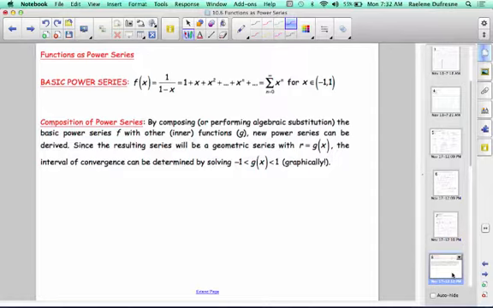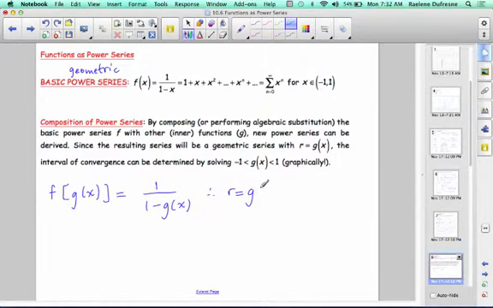Now let's consider representing functions as power series. We have seen that a basic geometric power series is given by 1 over 1 minus x, which is geometric and convergent as long as x is contained from -1 to 1. So now that we have one basic power series, we can perform some composition, f of g of x, to algebraically determine or create new power series. So the resulting series will be a geometric series with r equal to the inner function. If we perform a composition, f of g of x is going to look like 1 over 1 minus g of x. And therefore r is equal to g of x, which has to be contained from -1 to 1 in order for this sum of a convergent geometric series to exist.